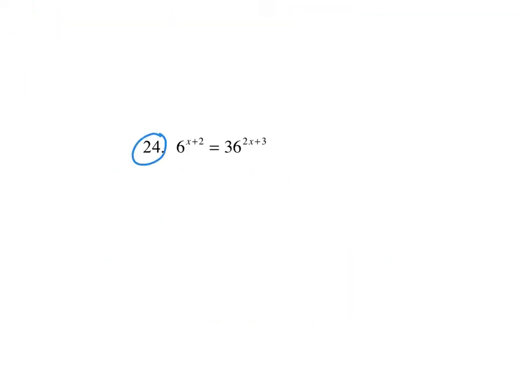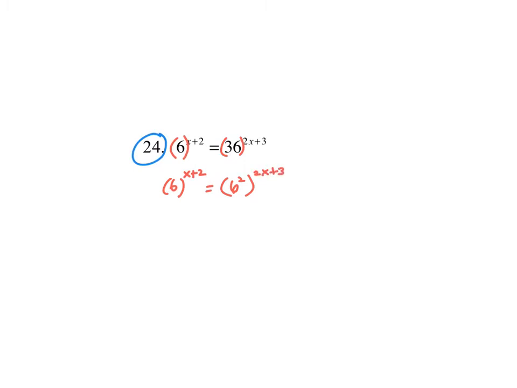Number 24, when you have an exponential equation, so you have exponents here, you want to ask yourself, could I rewrite the bases of each side using the same base, right? So I have 6 here and I have 36 on the right hand side. So notice that the answer is yes, right? This is just 6 to the x plus 2. On the right hand side, the 36 I could rewrite as 6 squared.